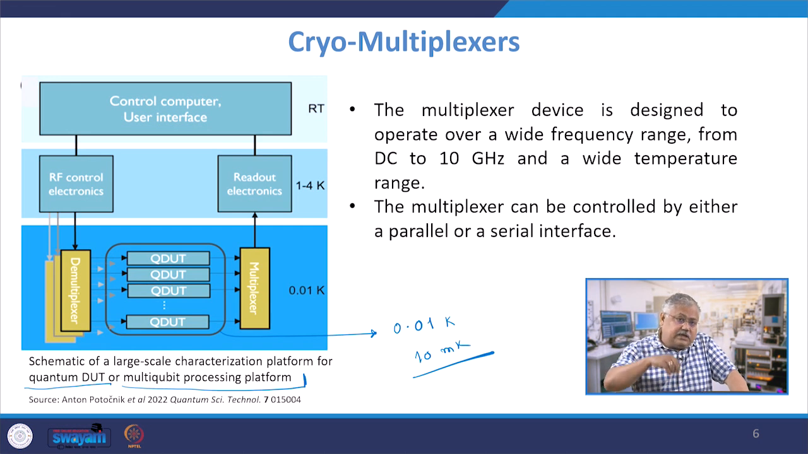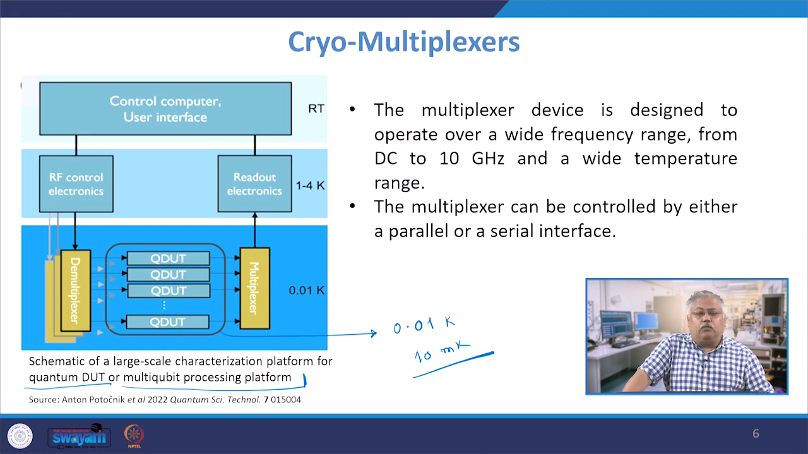The multiplexers are kept very close to the qubits, and the multiplexers therefore give you an output depending upon the variety of inputs here. The readout electronics is kept at 1 to 4 Kelvin. All the readout electronics is kept at 1 to 4 Kelvin here, and all your computer interface, user interface is kept at room temperature.